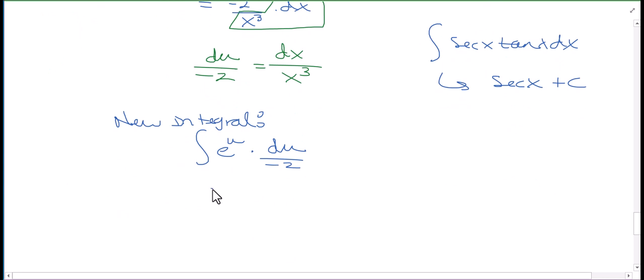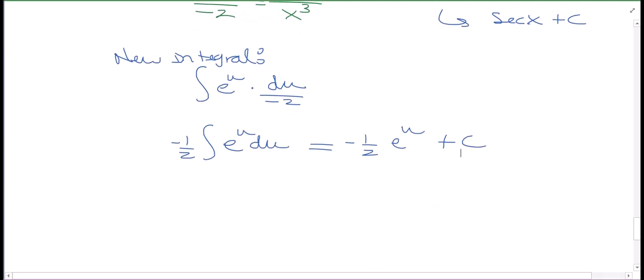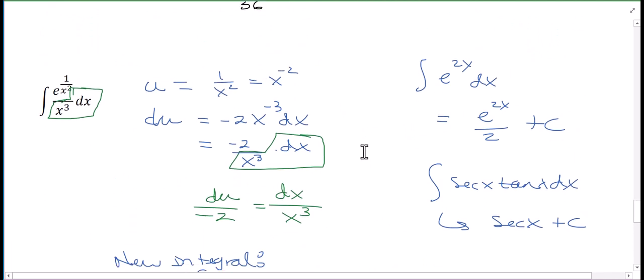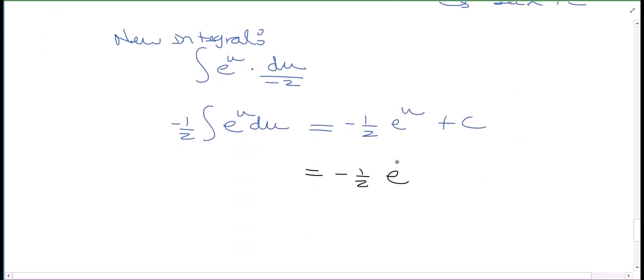Now, with properties of integrals, we can bring that constant to the outside, right? This is really a negative 1/2, so bring the negative 1/2 out, and you have e to the u du. Now this is something I recognize. The antiderivative of e to the u is just e to the u. So I'm going to have e to the u plus c. And are we finished? No. Go back to the original variable. So this is -1/2 e to the, what was u? Go back to what your substitution was. If you don't remember, u was 1/x². So this is e to the 1/x² plus c.